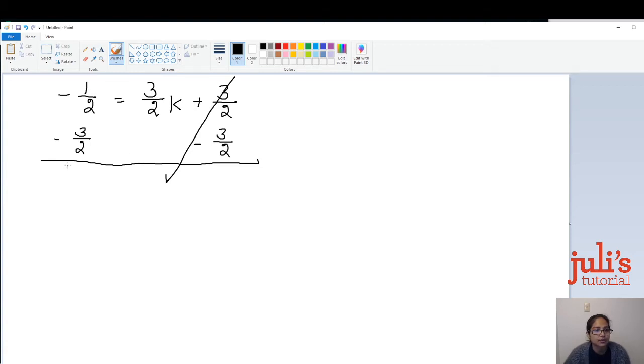So we are going to subtract this from both sides. If I'm subtracting 3 over 2 from 1 half, basically I have two negative values. So I'm subtracting negative 1 half and negative 3 over 2. I'm combining it, which is going to be 4 over 2, but a negative value, which is negative 2. So now I have negative 2 equals 3 over 2k.